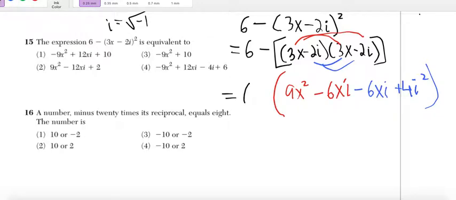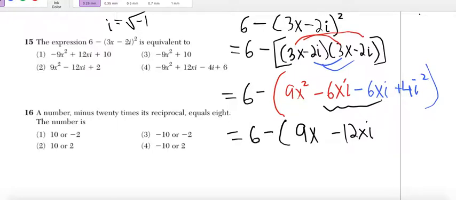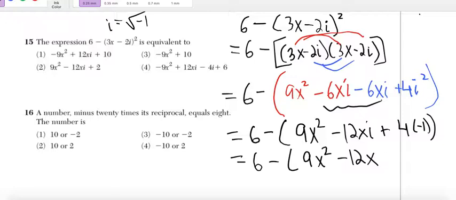the 6 minus. Now the next thing I'm going to do before I do anything else, I'm going to combine these like terms to get -12xi. Bring down everything else. The 9x squared will just come down. And i squared, guys, is equal to -1. So it becomes plus 4 times -1. And I'm going to continue simplifying first. So this becomes 9x squared minus 12xi. 4 times -1 is -4.